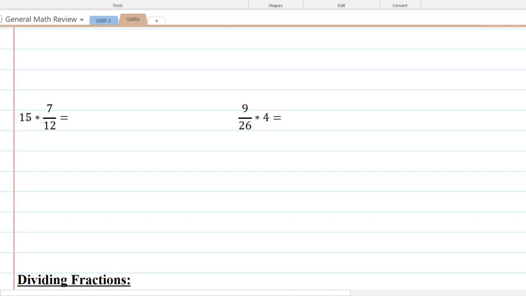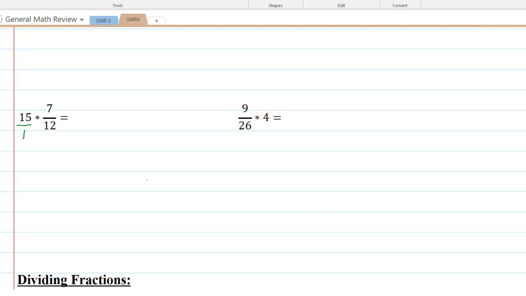Now, what if you have a whole number times a fraction? Here's a little secret. There is no such thing as a whole number. All numbers, even if they're considered whole, are fractions. They're over an invisible 1. So whenever we're multiplying a fraction times a whole number, change that whole number to a fraction. Simply write the invisible over 1. Now you're going to multiply straight across, unless you can reduce first.